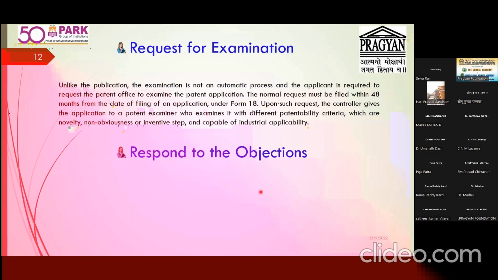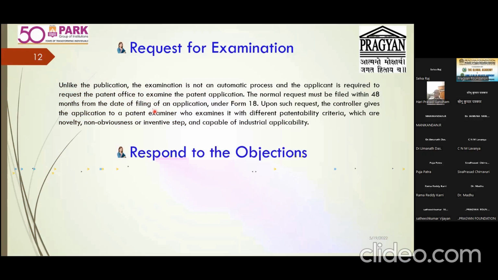After that, you have to apply for a request for examination. Unlike publication, examination is not an automatic process. I already said, you have to apply for it. Normally, the request must be filed within 48 months from the date of filing of the application, under form number 18. Once a request is given, the controller gives the application to the patent examiner, who examines it against different patentability criteria: novelty, non-obviousness or inventive step, and capability of industrial applicability. These are the parameters the controller keeps in mind.